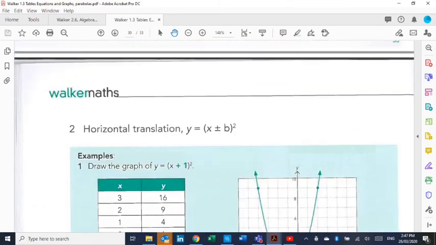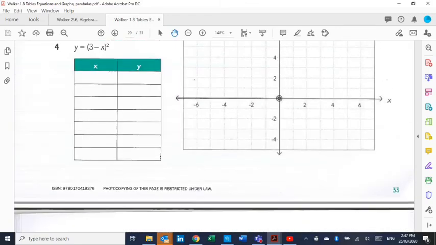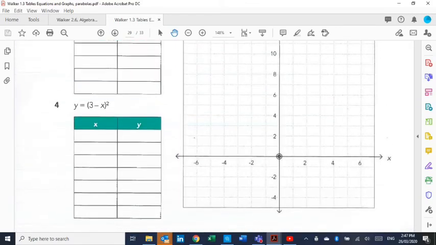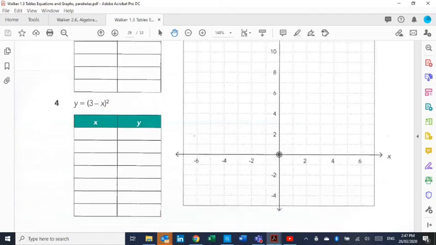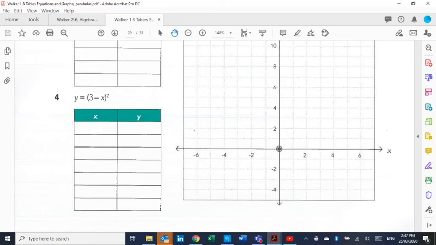Let's go to the next page to see if we can find a horizontal one for you. Here we go. Here's a horizontal translation. Be careful though, because it's 3 minus x. Okay? So this one is a little odd. Think about it very carefully when you're doing this. Don't just pull that 3 away and think you got it.